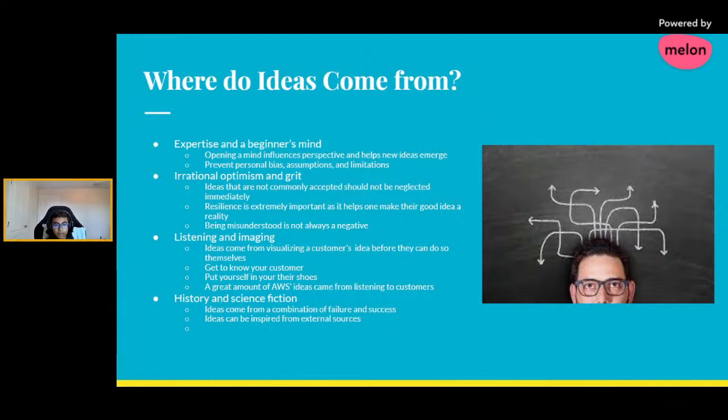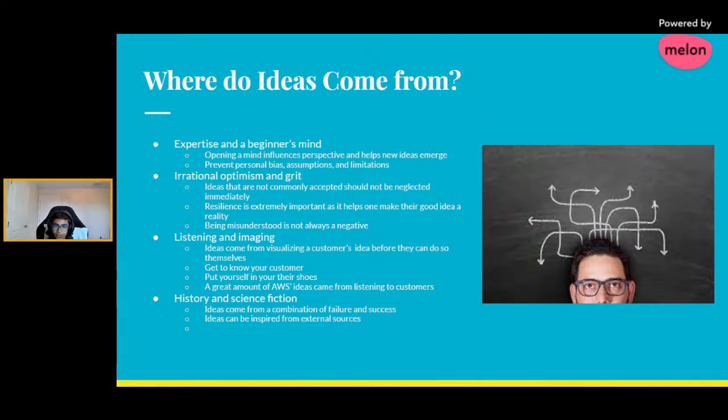Irrational optimism and grit are ideas that are not commonly accepted, but they should not be neglected. Resilience is extremely important as it helps one make their good idea a reality, and being misunderstood is not always a negative. Listening and imaging.